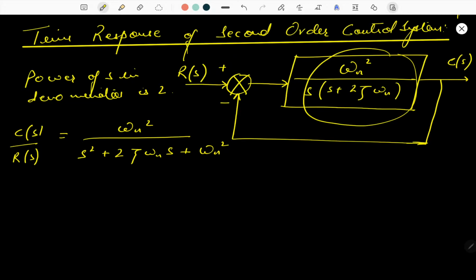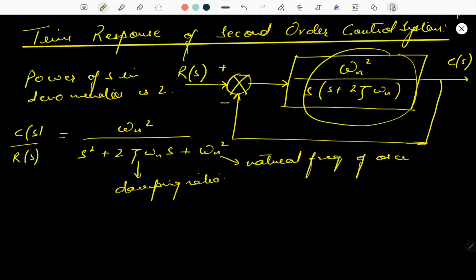All right, the parameters zeta and omega n are what? So here zeta is simply called the damping ratio. And what is omega n? Omega n is simply the natural frequency of oscillation. Okay, so this is simply the second order transfer function.